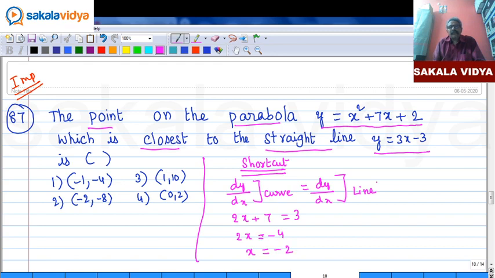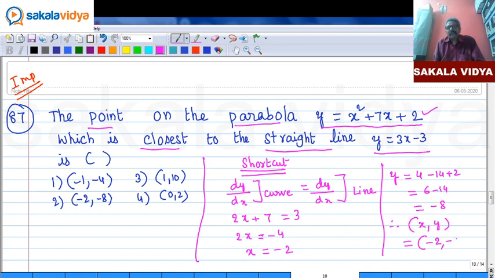Already one point obtained. Put this x is equal to minus 2 in this one. So y equals 4 minus 14 plus 2. So 6 minus 14, that will be minus 8. So the required point x comma y is equal to minus 2 comma minus 8. So the second option is the right option.